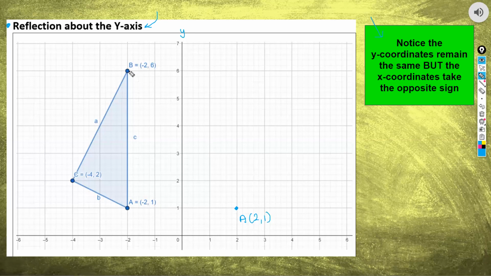For point B, 1, 2. On the other side, it's going to be 1, 2. So its point is going to be 2, 6. Notice the green note is correct again. And for point C, how much is it? 1, 2, 3, 4. On the other side, it's going to be 1, 2, 3, 4. It's going to end up here. Let's see if it's correct. That looks like 4, 2. Once again, the x coordinate became the opposite, but the y coordinate remained the same.